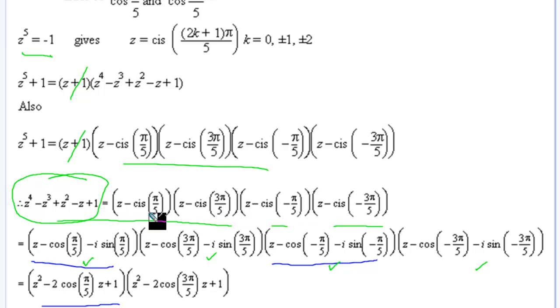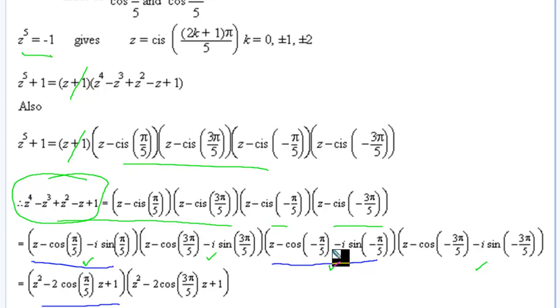So we just expand the cis form. So because it's minus cis of pi on 5, we get minus cos pi on 5 minus i sine pi on 5, and we go along similarly there. Now what we want to do is start to simplify this expression. So we'll multiply these two.